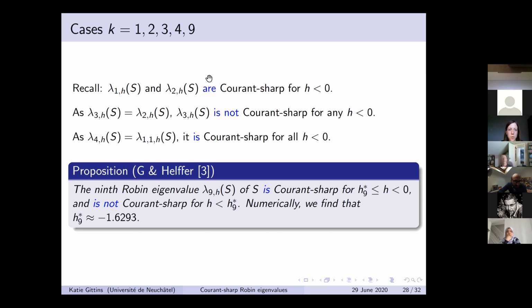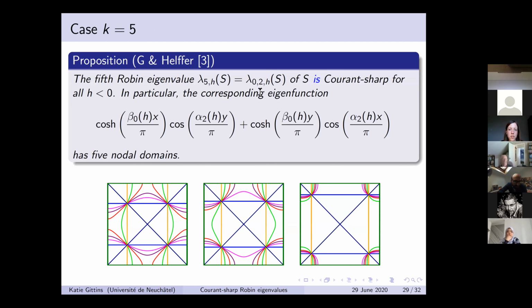So the 5th one corresponds to the pair (0, 2). And this eigenfunction, this linear combination from the eigenspace, is Courant-sharp. Here in these figures, I have some of the other linear combinations, but the one which corresponds to this eigenfunction is the red one here. So you see that there are 5 nodal domains there. On the left here, it's for h negative close to 0. I think this one's h close to -2/pi, and this one's h is -2.